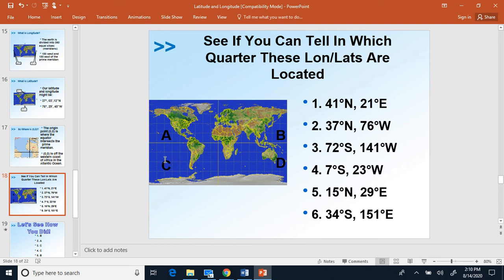So south, west, C. 4, 7 south by 23 west. South, west, C. 5, 15 north by 29 east. North, east, B. 6, 34 south, 151 east, D. All right. Okay, so that's it for today's notes.